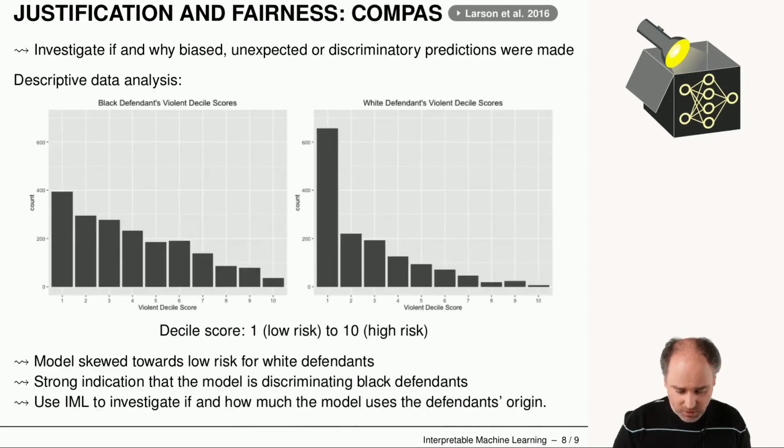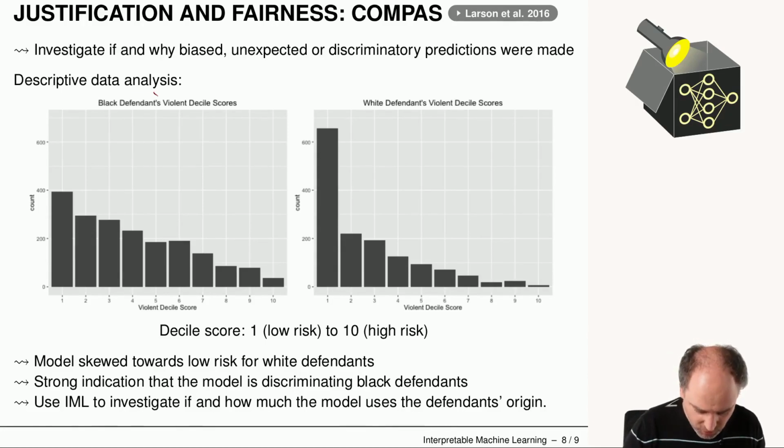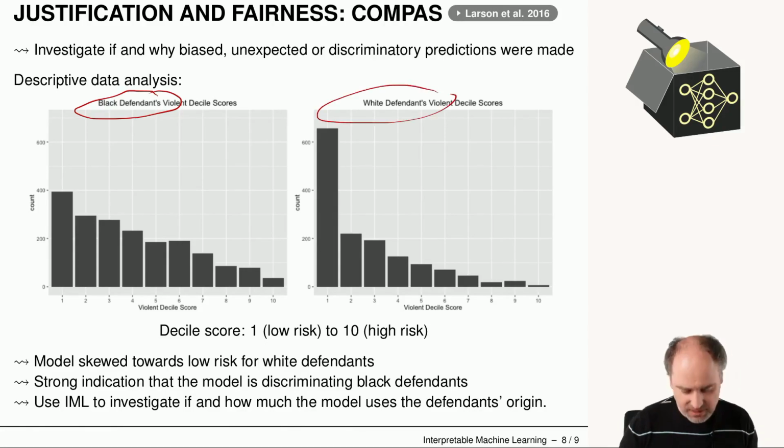That we discussed before. So now, if we only look at a descriptive data analysis of the outcome of the predictions of such a model, and if we only would partition these predictions into two classes and analyze the score distribution on these two classes, so we might look at the subpopulation of black defendants and of white defendants, and then simply draw a histogram of the scores from low risks to high risks. We would immediately see that the model is skewed towards predicting much lower risks, as you can see here, for white defendants than for black defendants.